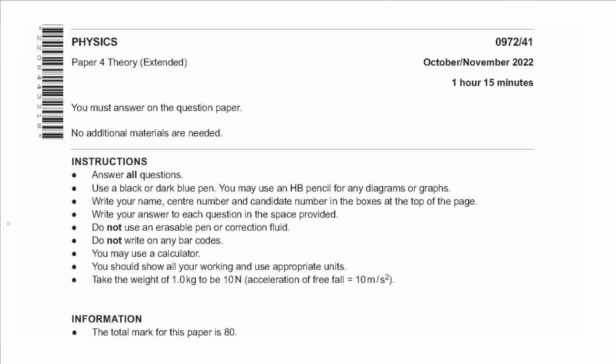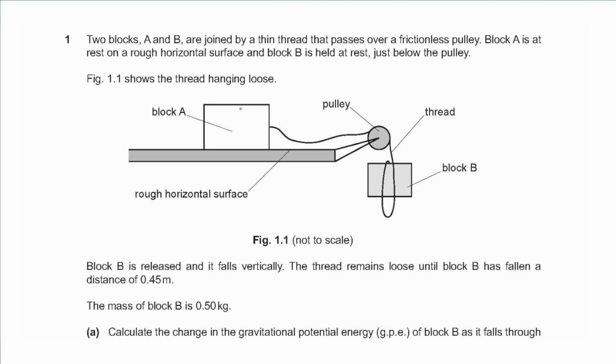In this video I will be solving the paper for the October-November 2022 exam, variant 1. So let's get started. Question 1 says two blocks A and B are joined by a thin thread that passes over a frictionless pulley. Block A is at rest on a rough horizontal surface and block B is held at rest just below the pulley.